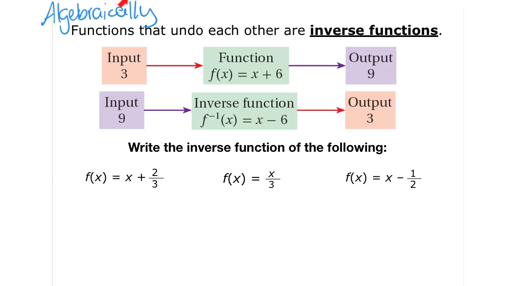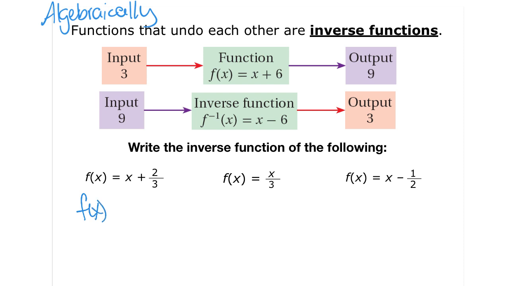Now we're going to find inverses algebraically. So what we want to focus on is undoing the original function. The example they give us is this function x plus 6. If we undo that, we're going to do x minus 6. You can think of the opposite operation here a lot too.